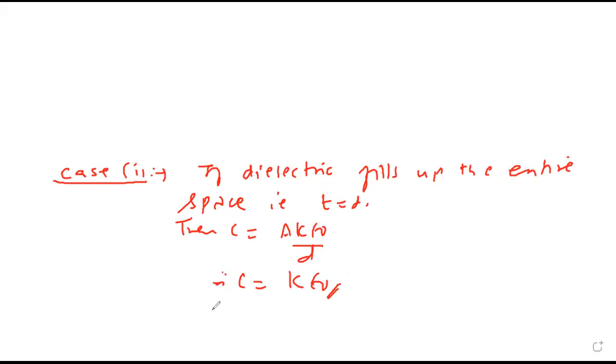That means capacity increases by factor K. So when you put dielectric of same thickness, then capacity will increase by factor K. मतलब पहला air, if it is 10, then by dielectric of 3 it will become 3 into 10 and so on. First case, write down.